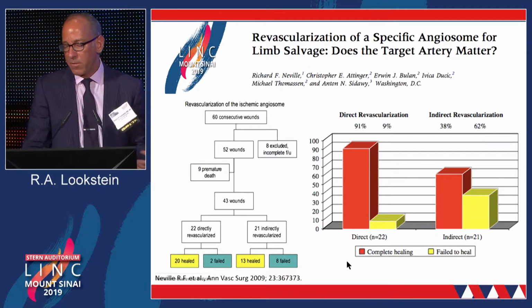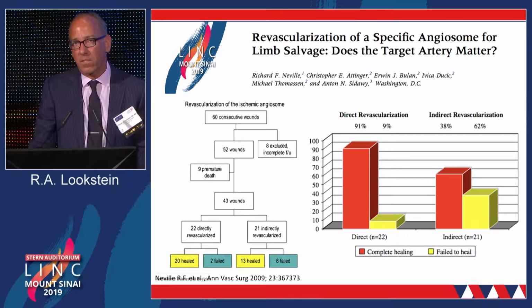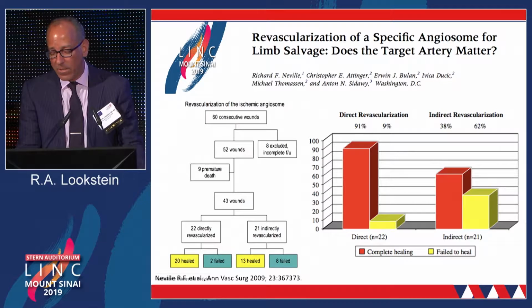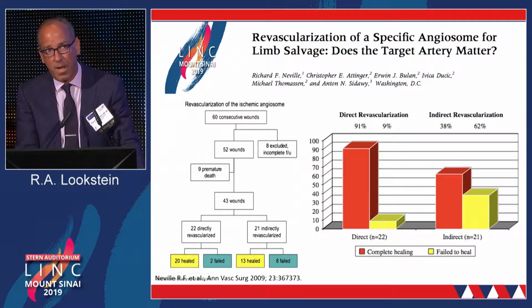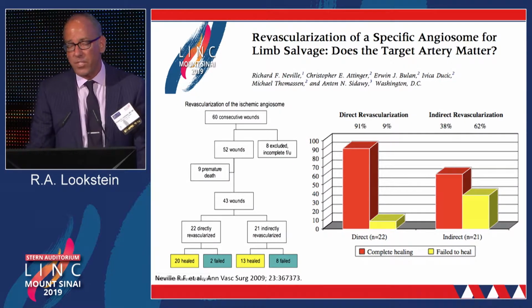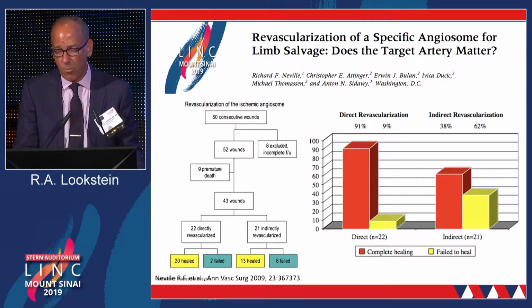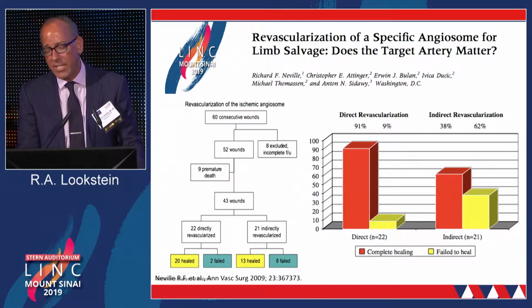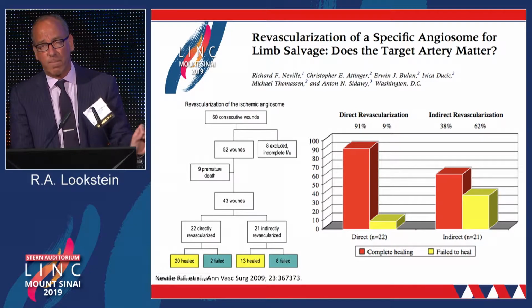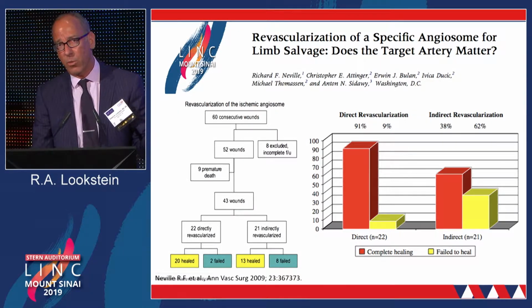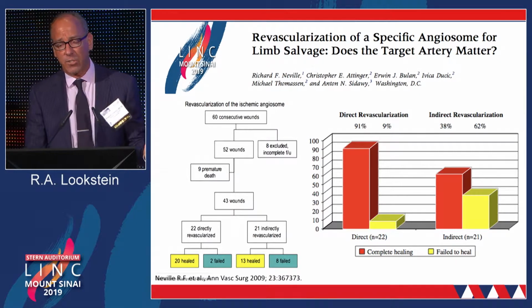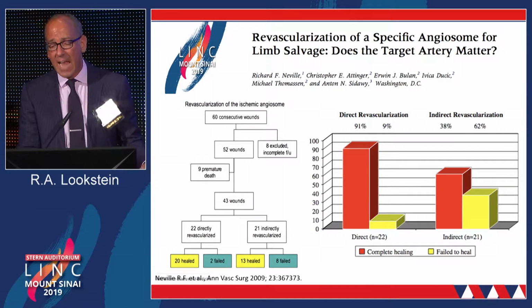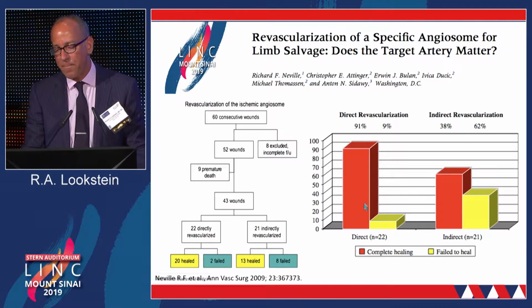And this is all sort of intuitive if you believe Dr. Taylor's theory. So there have been numerous retrospective studies. I'm not going to exhaustively review the literature, but this is a great retrospective review from Rich Neville, whose entire practice is largely focused on limb salvage down in Washington, D.C. And he looked at patients where a direct revascularization, again, specifically located at the target where the tissue loss was, versus an indirect revascularization was performed in his own practice. And he clearly found more complete healing in those patients that underwent direct revascularization.